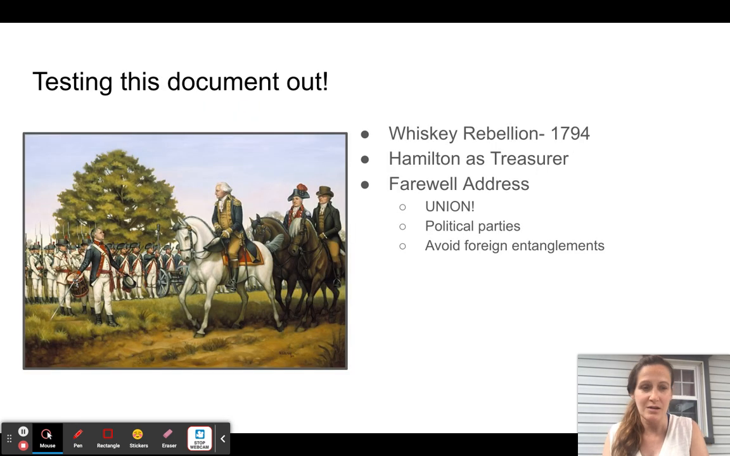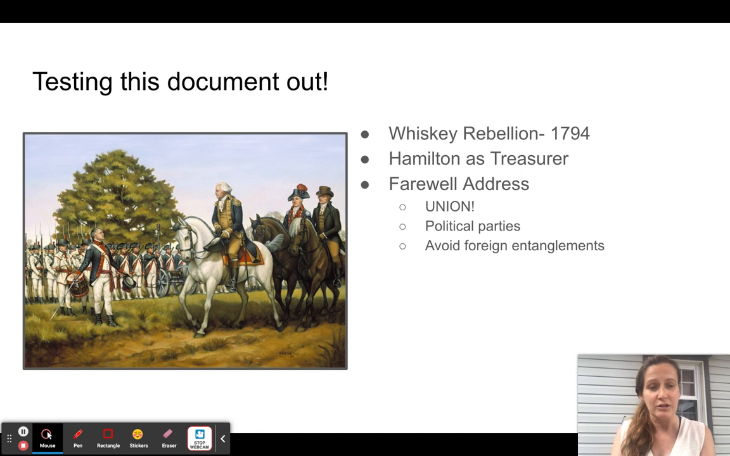All right. So then the Constitution does get ratified finally. We have George Washington as our first president, John Adams as our first vice president. He has his cabinet with Hamilton as Treasury Secretary and Jefferson as Secretary of State. And let's test this Constitution out, right? Let's make some precedents and see how it works.